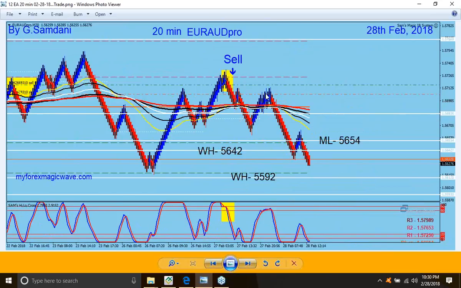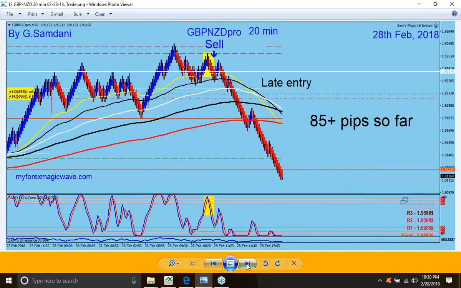And then Euro Aussie 28. This was an entry, and this pair is just wobbling and going sideways for the longest time. But still, I go short side all the time here. Lately, I mean, not all the time, but lately.